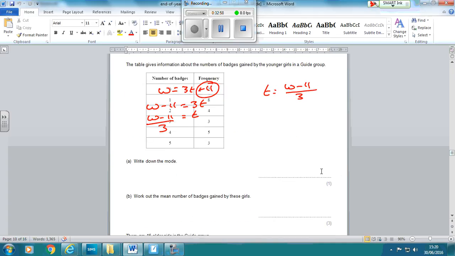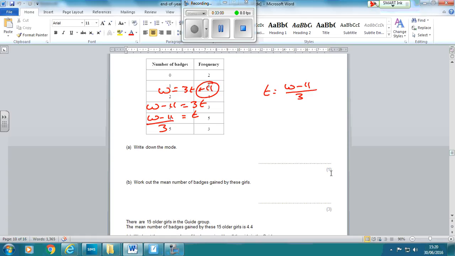Okay, question 18. So write down the mode. The mode is the most common one. So there are 2 people that had 0 badges, 8 people had 1 badge, 4 people had 2 badges, 3 people had 3 badges, 5 people had 4 badges, 3 people had 5 badges. So most people just had the 1 badge. So the mode is 1.